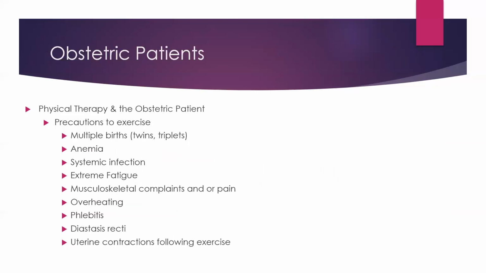Precautions: multiple births. If the patient is likely to have twins, triplets, quintuplets, octuplets, anything like that, that's a precaution. We've got to be careful when doing exercise with them. If they're anemic, they should be seeing their doctor to make sure they take anything they need to make them less anemic. Systemic infections: if they get a systemic infection, we want to make sure we are really, really cautious about what we do with them. Any extreme fatigue, musculoskeletal complaints, or pain, we've got to pay attention to.